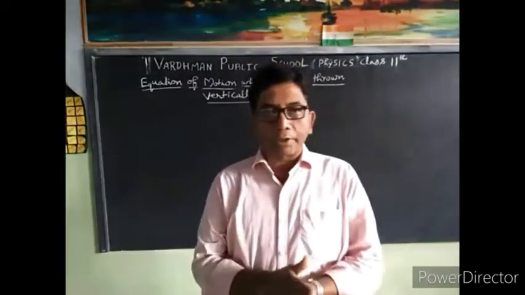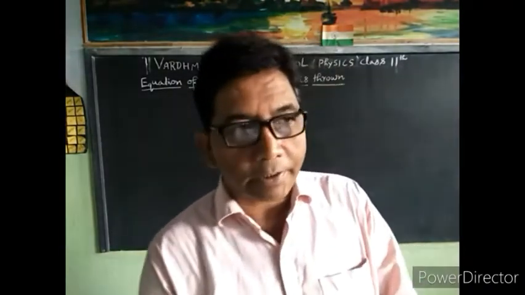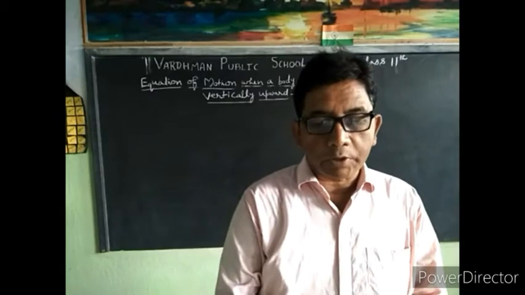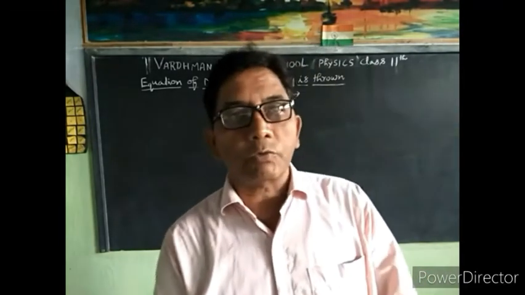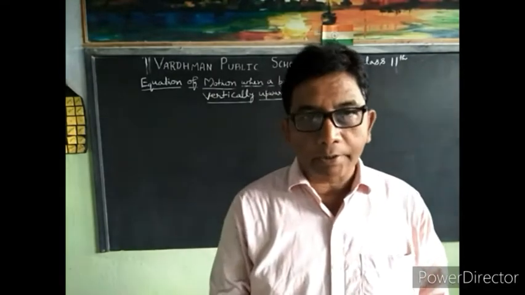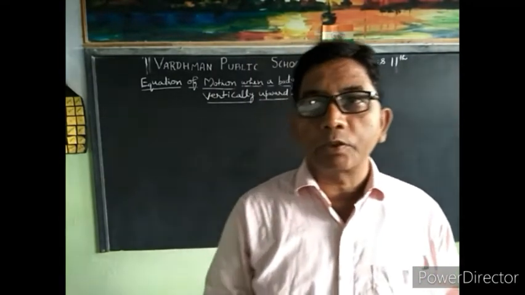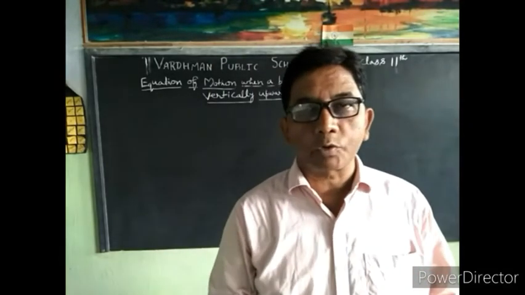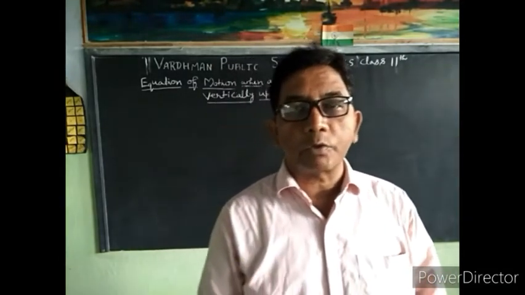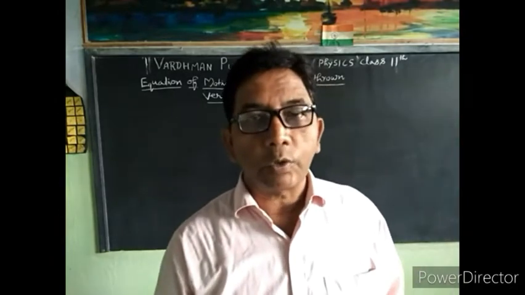Hello students, yesterday we discussed equations of motion. The first equation of motion was v equals u plus at. The second equation of motion was s equals ut plus half at square. And the third equation of motion was v square equals u square plus 2as.